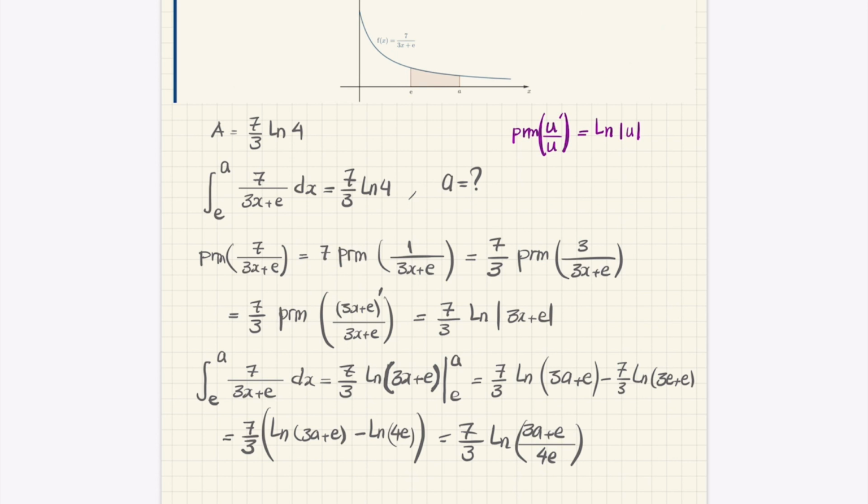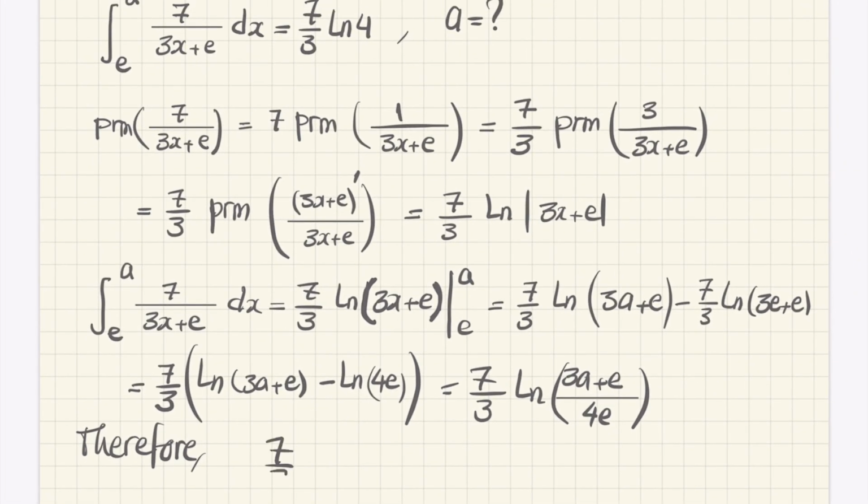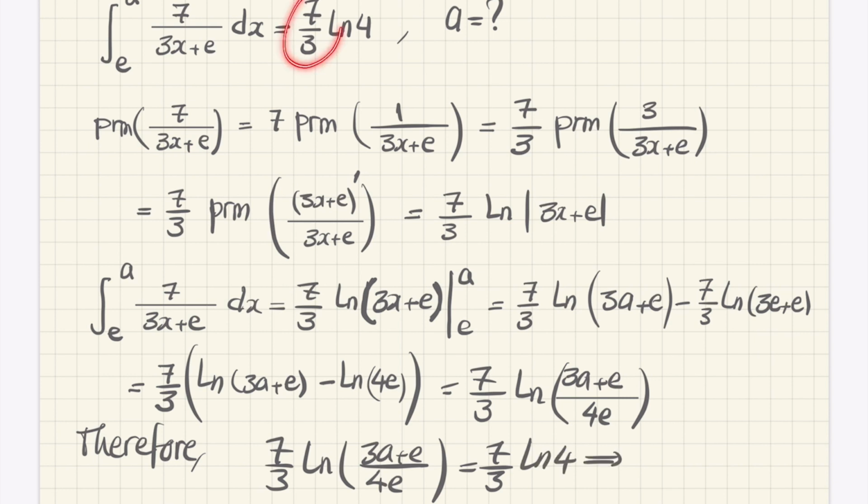So therefore, what happens is that 7 over 3 ln of (3a plus e) over 4e should be equal to 7 over 3 ln of 4. I have intentionally given you this number so that you can eliminate this from both sides. And then ln of something is supposed to be equal to ln of 4. So what does it mean? It means that this expression should be 4.